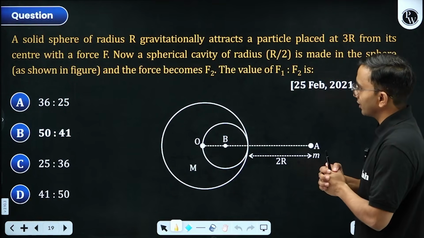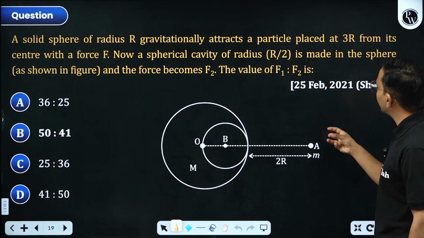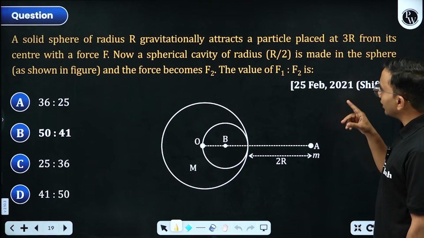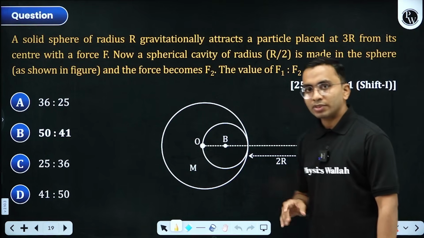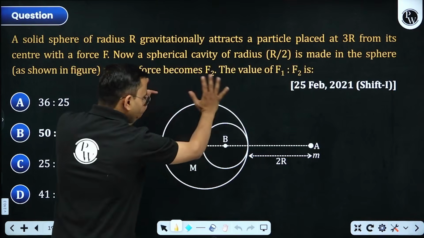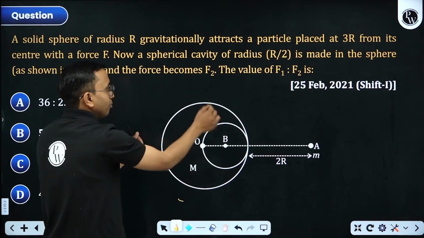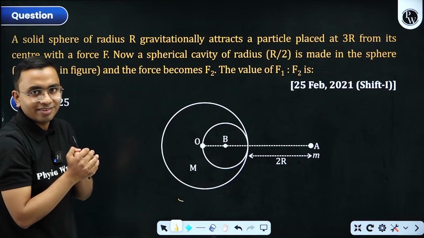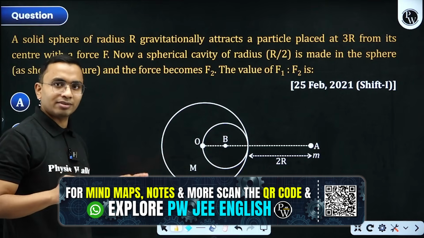This question: a solid sphere of radius r gravitationally attracts a particle that is at a distance 3r from its center with a force F1. Now a spherical cavity of radius r by 2 is made in the sphere and the force becomes F2. What is the value of F1 is to F2? Now try to understand this. You can use superposition here. You can consider this to be a complete sphere having positive mass, plus a small sphere having negative mass. When you superpose that, you'll get it like this. Now negative mass is a theoretical concept, getting it?